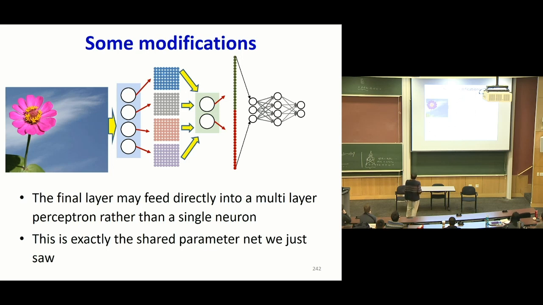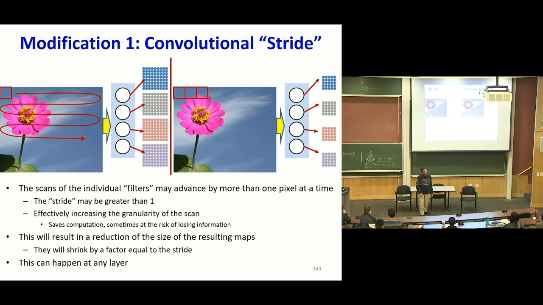And the final layer again can be fed into an MLP, which is exactly what we saw before. Now, some modifications, right? First, when I'm scanning, I don't need to scan 1 pixel at a time. This is what we will call a stride. If I'm scanning more than 1 pixel at a time, then I'm effectively increasing the granularity of the scan. If I was scanning 1 pixel at a time, this map is going to be pretty much the same size as the original image. If I'm scanning 2 pixels at a time, it's going to be halved in size. If I'm stepping over 2 pixels at a time when I'm scanning, the output is going to be half the size, right? And you can do this at any layer in the network.